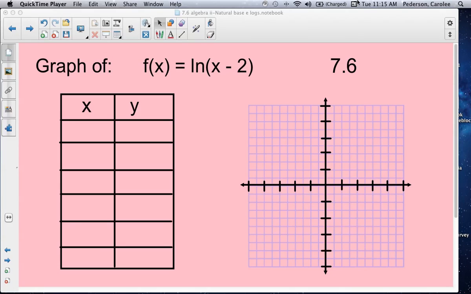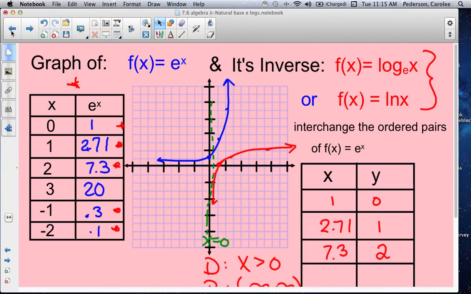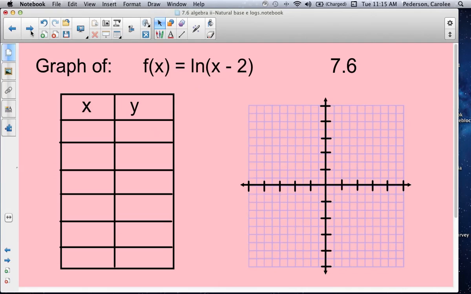This is 7.6, day 1, part 2. We've just graphed the inverse function for the natural log of x on this previous slide in the red. So if we talk about graphing ln of x minus 2, remember those transformations that we learned at the beginning of the school year? When it's inside the function, we have to think opposite. So it's going to shift it to the right 2 units.